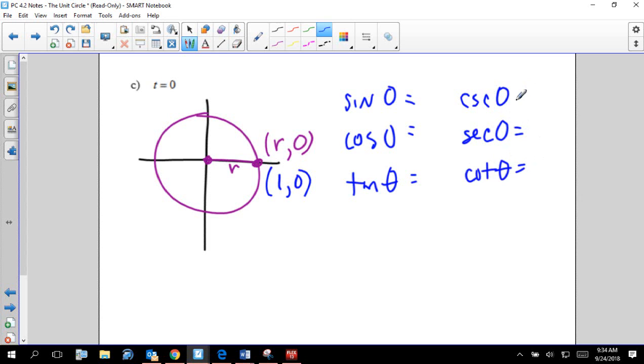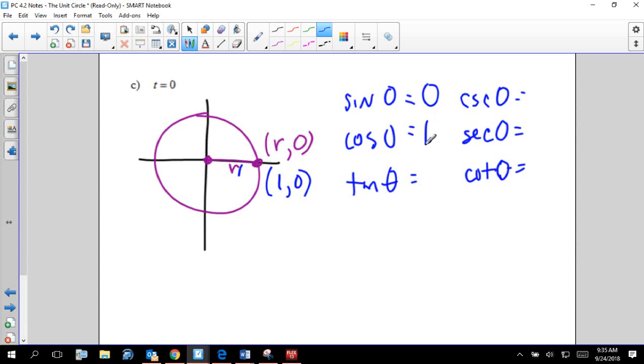Oh, I knew I was going to write a theta in there. So for 0 degrees, sine is y over r. Sine is y, so we do y, which is 0 over any r. It's still going to be 0. Cosine is x over r. So if I do r over r, or 1 over r, no. It would have to be 1 over 1. Okay. It's going to be 1, yeah.